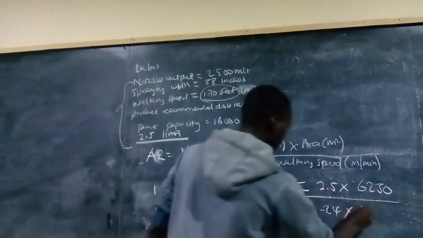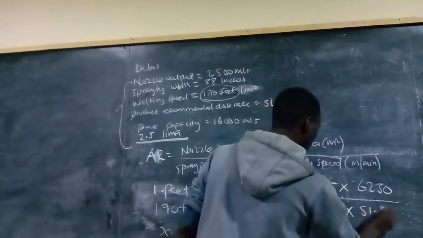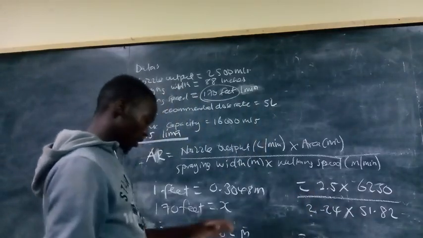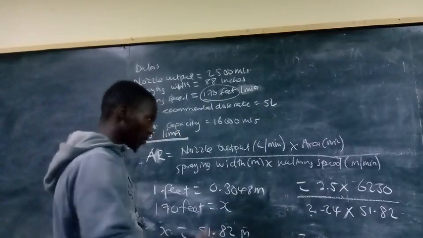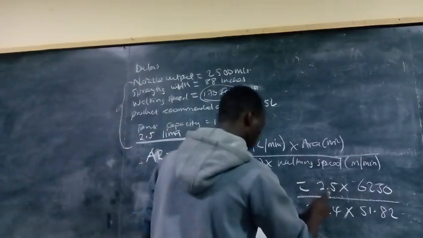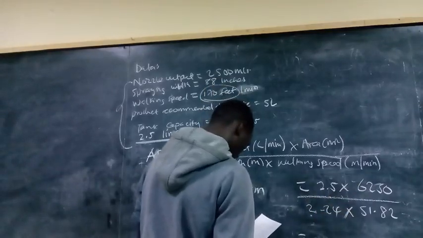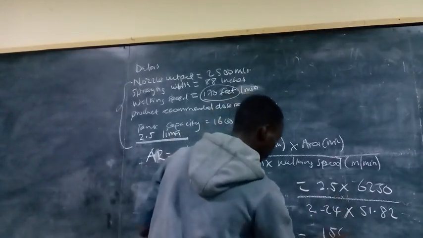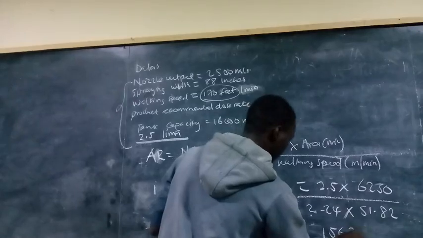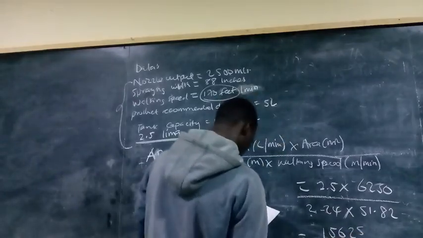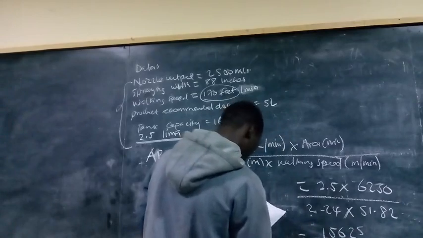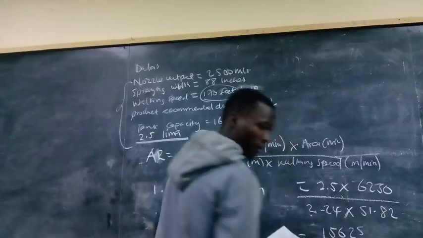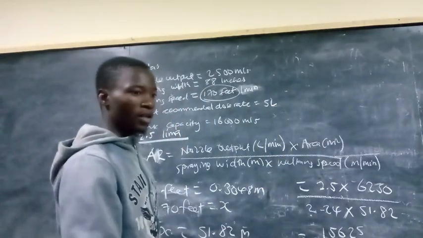So we have 51.82. So let's take in our calculation right there. When we take in the division and the multiplication, when we multiply this by that, we get a number that is close to 165. Then we multiply this by a number like that.